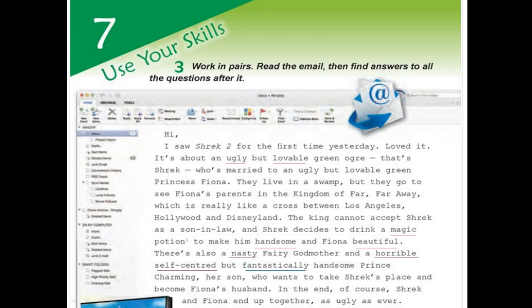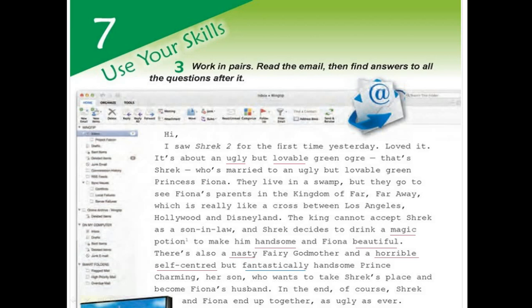The king cannot accept Shrek as a son-in-law, and Shrek decides to drink a magic potion to make him handsome and Fiona beautiful. There is also a nasty fairy godmother and a horrible, self-centered but fantastically handsome Prince Charming, her son, who wants to take Shrek's place and become Fiona's husband. In the end, of course, Shrek and Fiona end up together as ugly as ever.